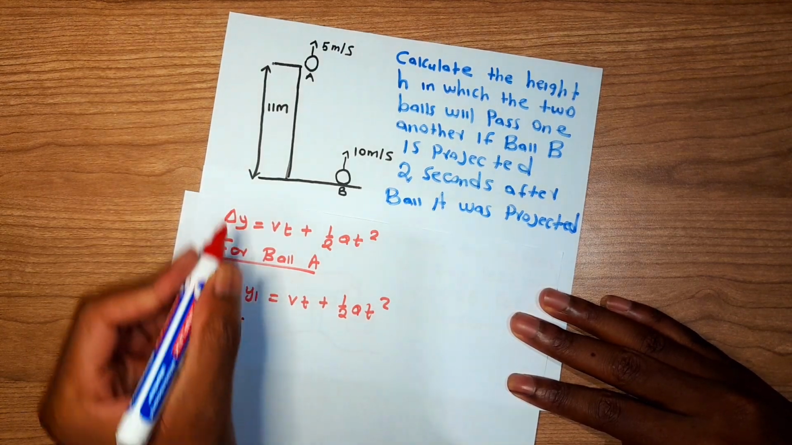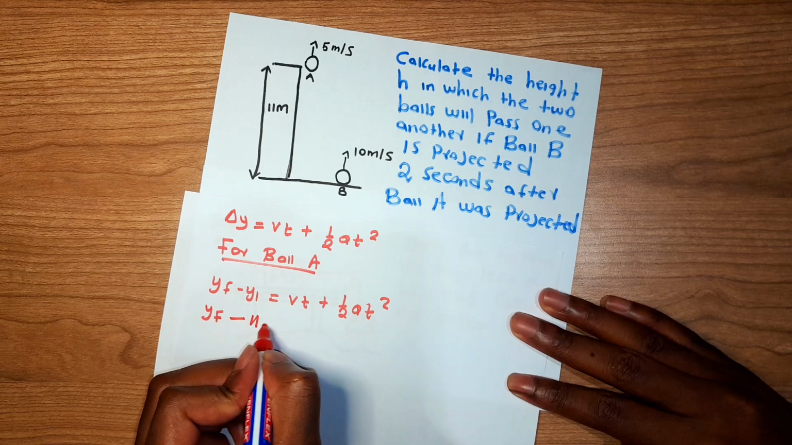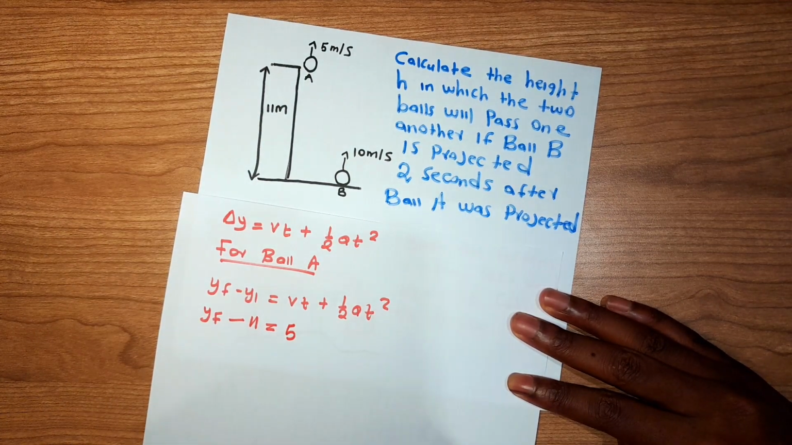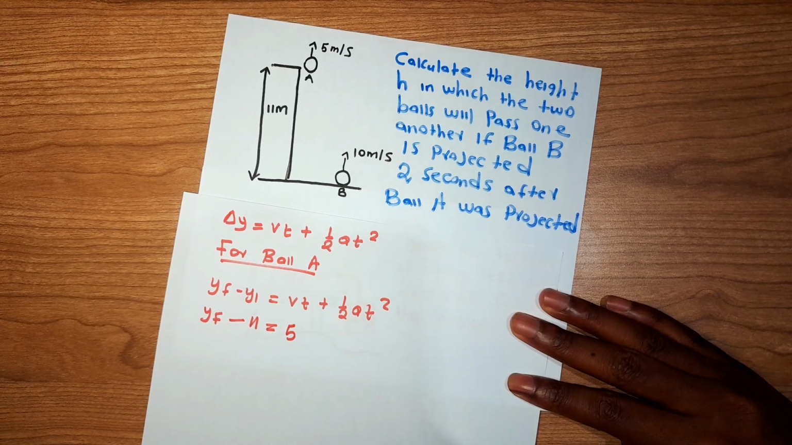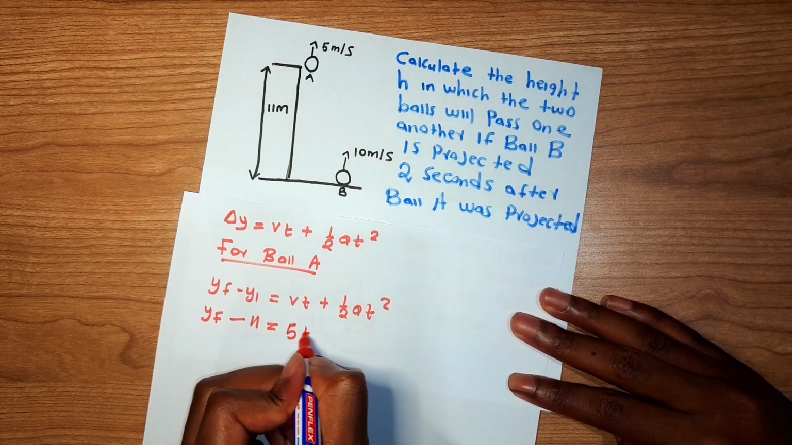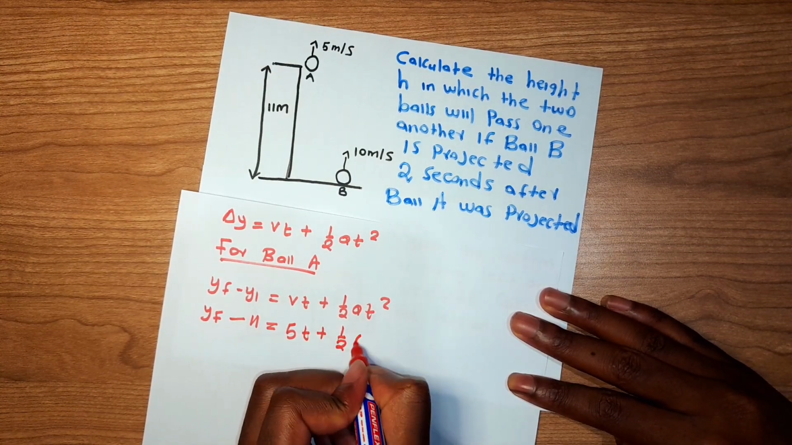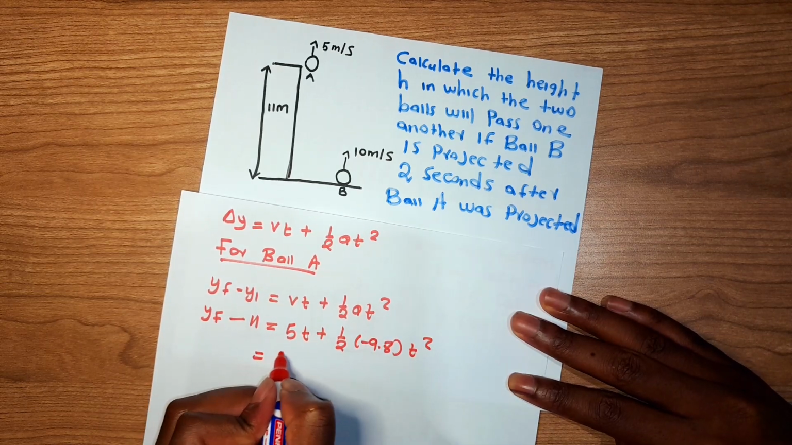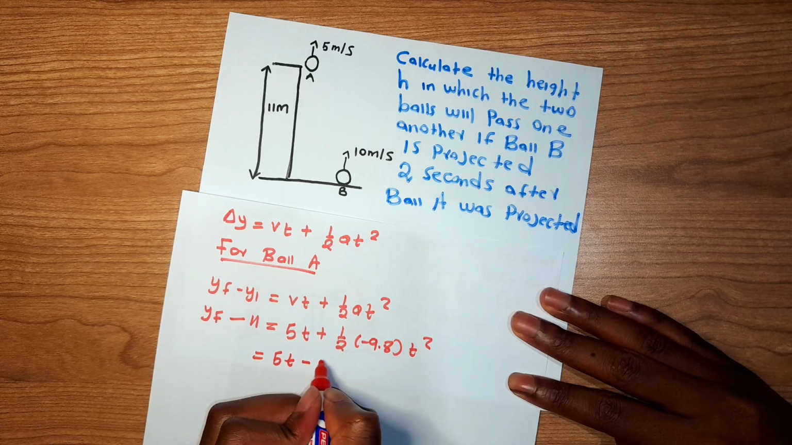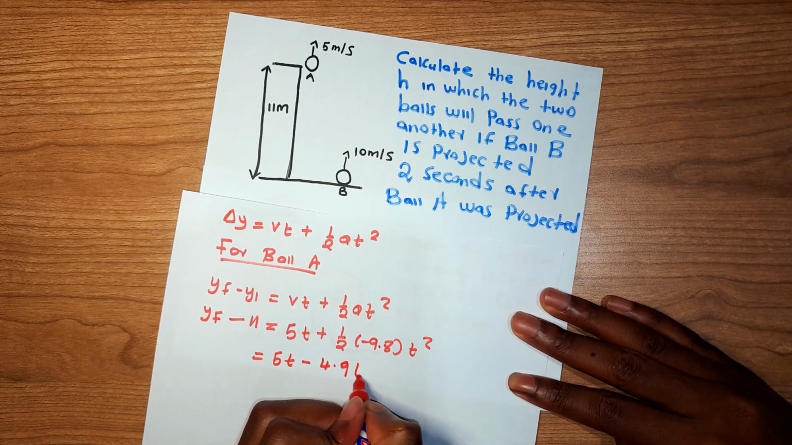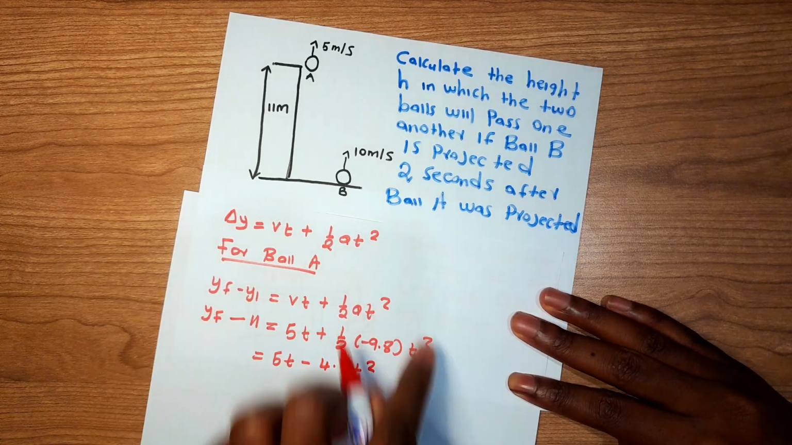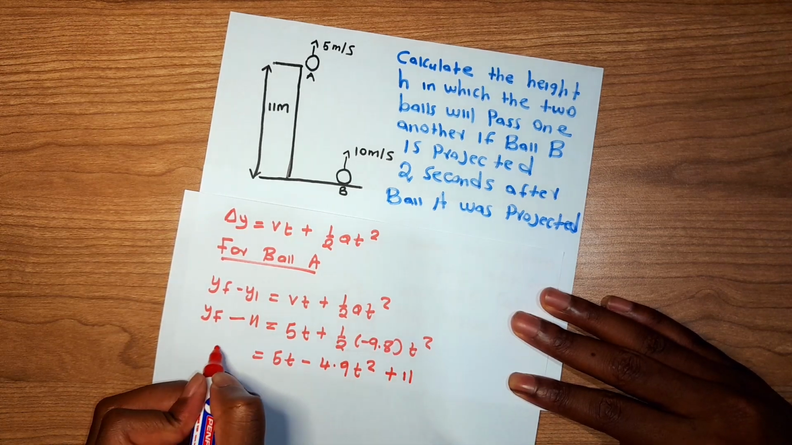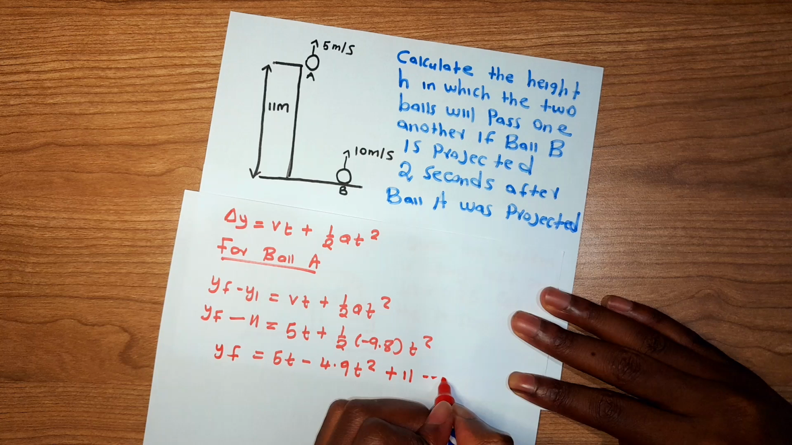But what about the initial height? The initial height is 11 meters, right? What about the initial velocity? It's 5. What about time? I do not know the time at which the two balls will pass one another. So it's just t, plus 1 over 2 times minus 9.8 t squared. So 5t minus 4.9 t squared. I'm going to take this 11 to the other side, so it's going to be plus 11, and this is going to be y final. Let me make this equation number 1.